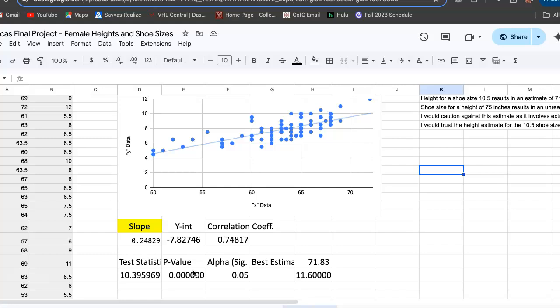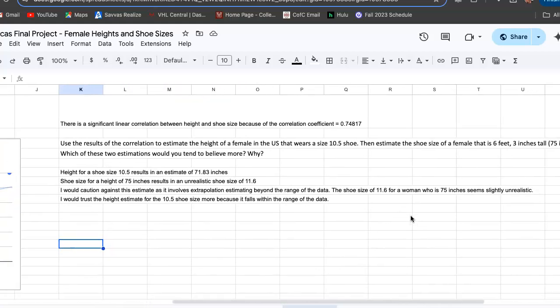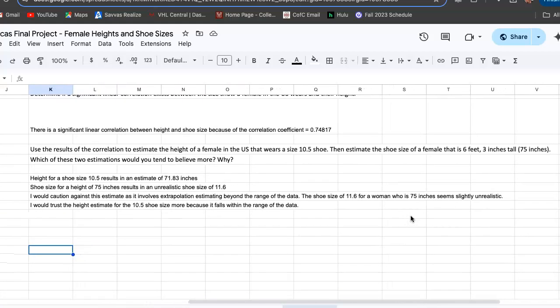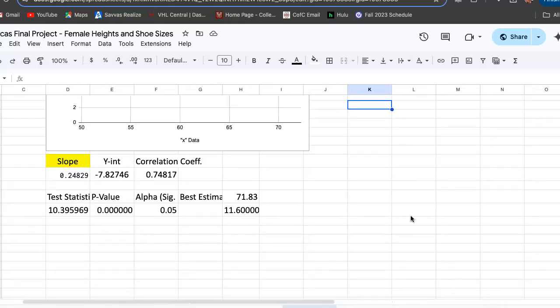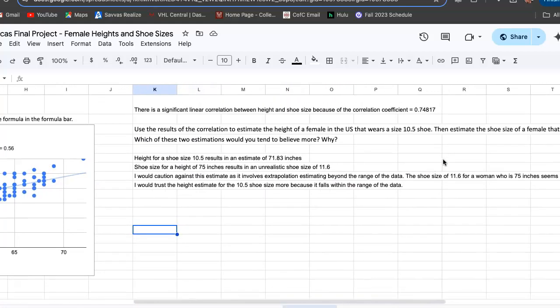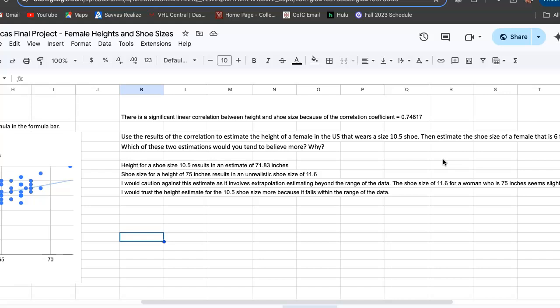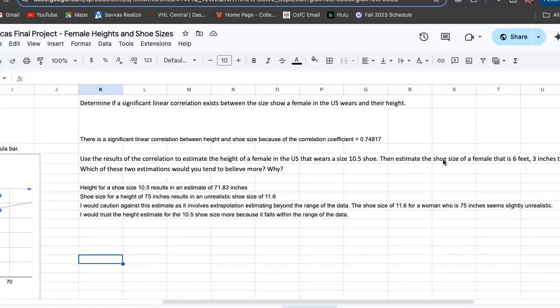Based on the regression model, for a woman who wears a size 10.5 shoe, I estimate her height to be 71.83 inches. And conversely, for a woman who is 75 inches tall, I estimate her shoe size to be about 11.6, as we can see. So I would caution against trusting this estimate too much. And like I said, I very well could have made a mistake somewhere here.